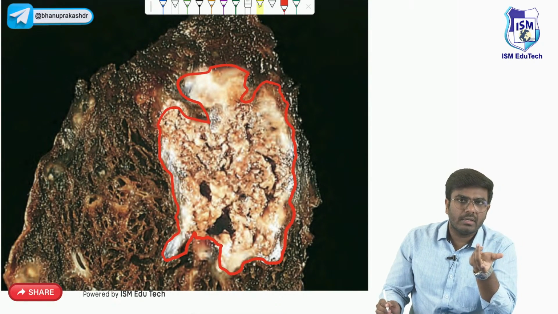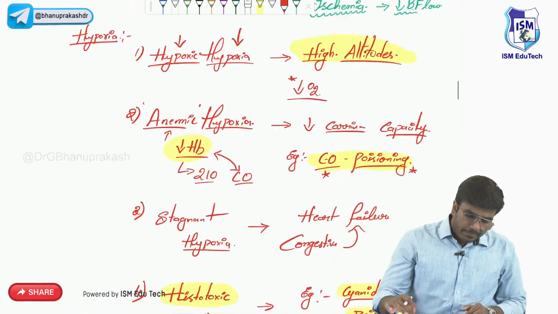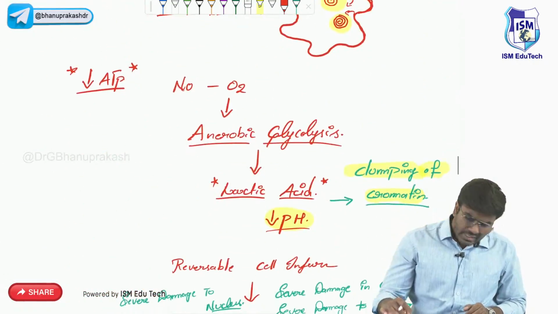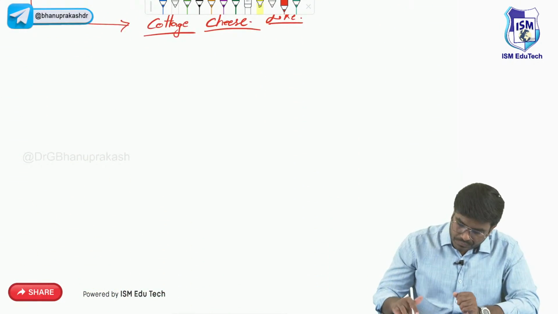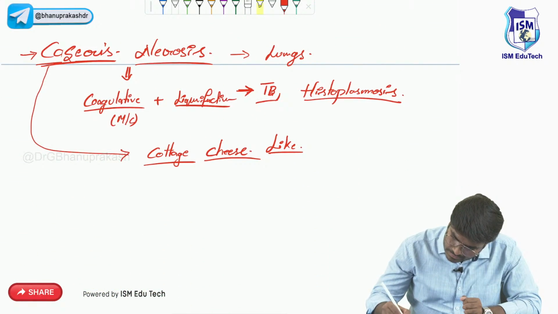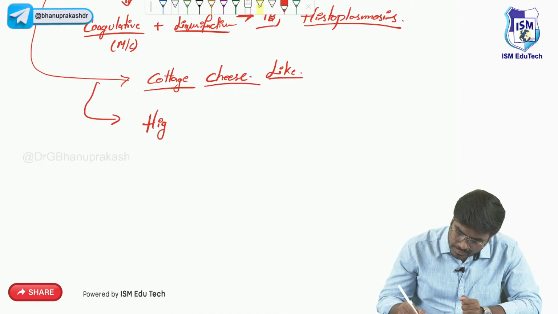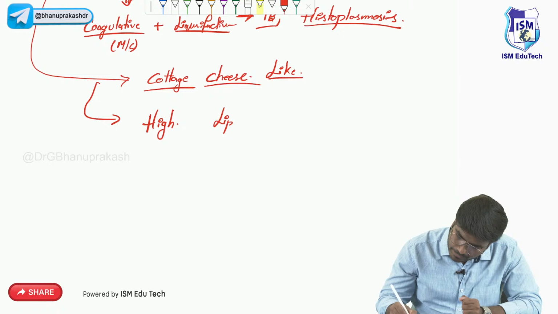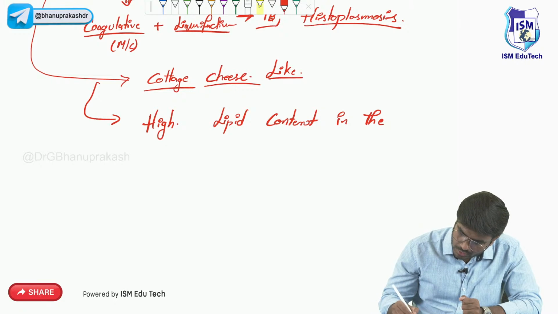Okay, waxy material. So this type of necrosis is called caseous necrosis, and this caseous necrosis is due to a high lipid content. Let me write it here. It's because of the high lipid content. It's cheesy, right? It's because of the high lipid content in the microorganism.